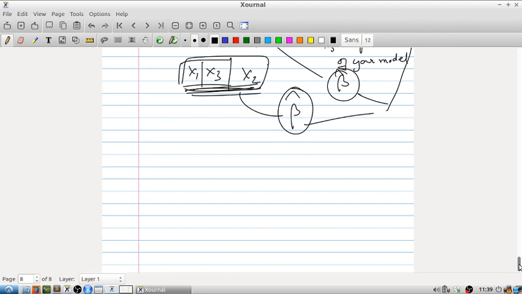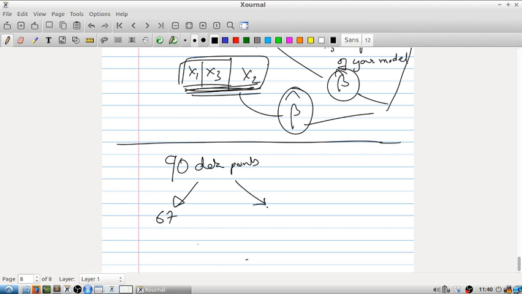So subset selection is quite straightforward and simple. But now I'm going to put such a selection in the context of a different strategy for scoring your model. Previously I said we have 90 data points. In this example, they had split it into 67 and 30.